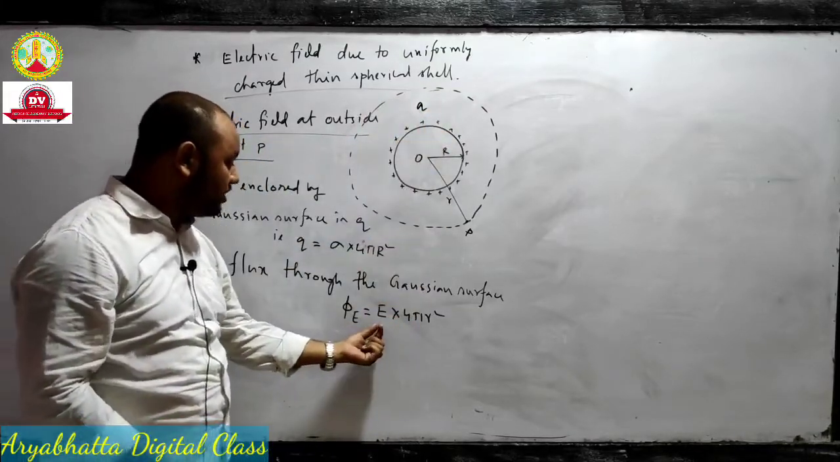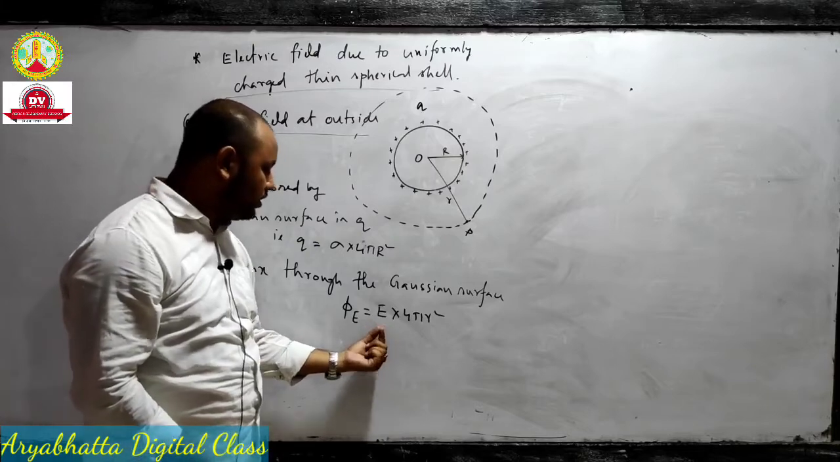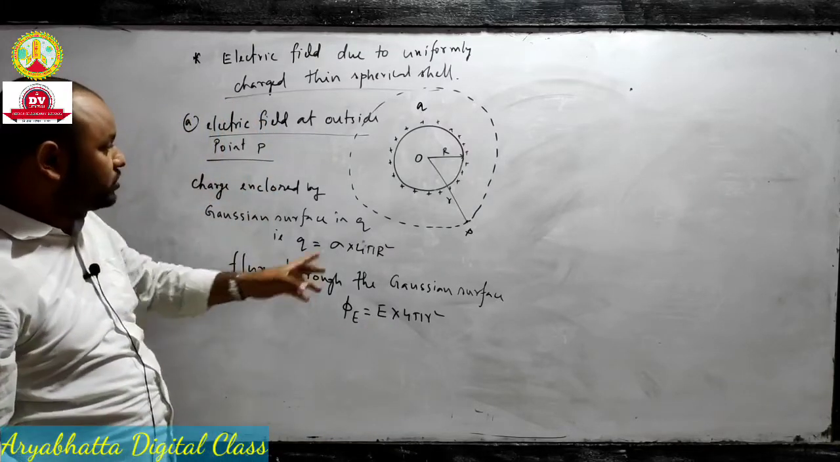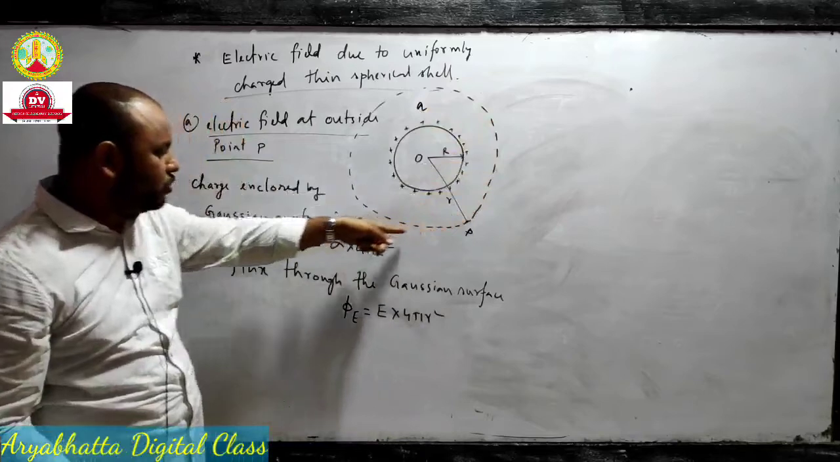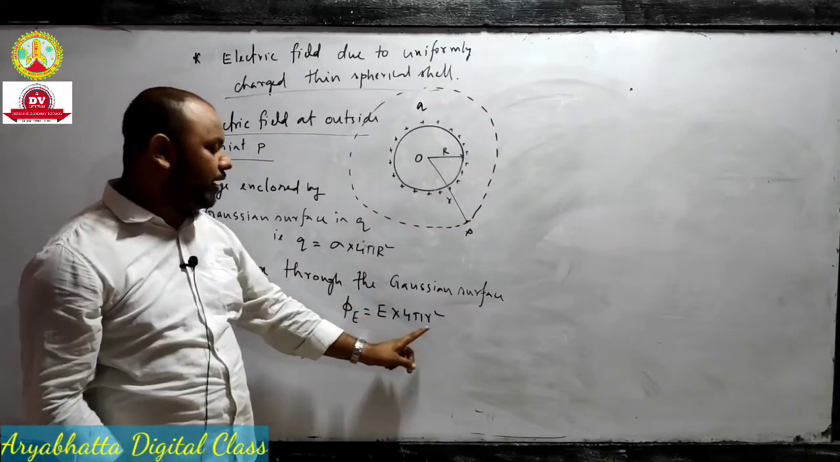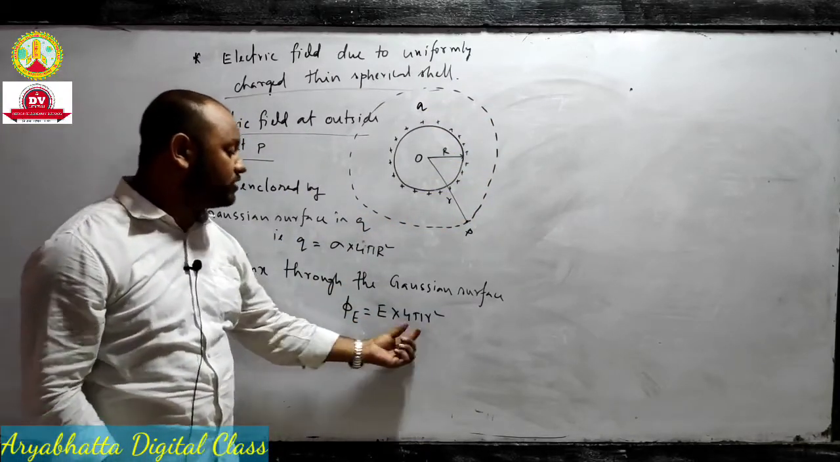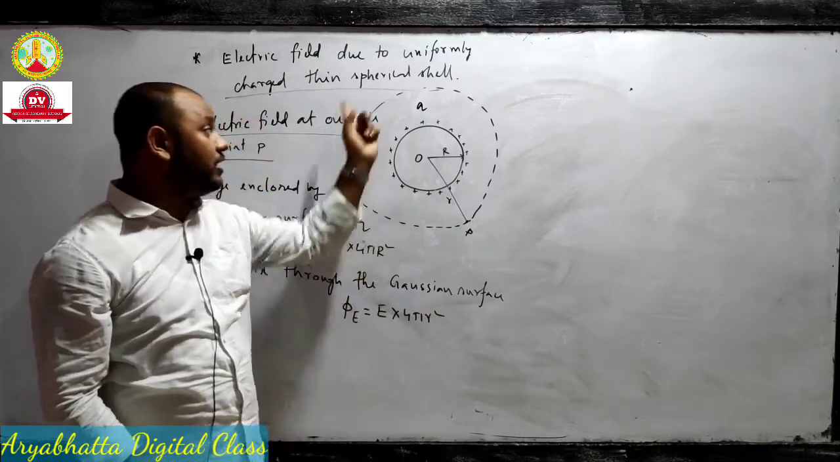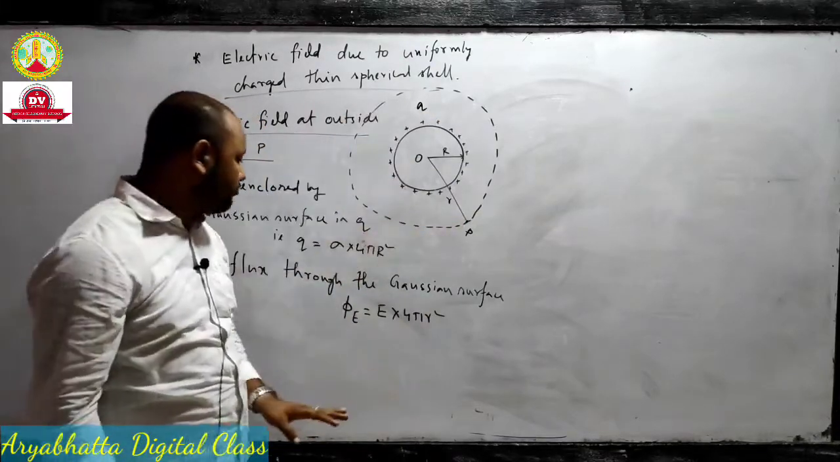Which is equal to your E. That means the flux for the Gaussian surface, this is our Gaussian surface, is equal to E into 4 pi r square. E is what? The electric field. And what is this 4 pi r square? It is the total area of this Gaussian surface.